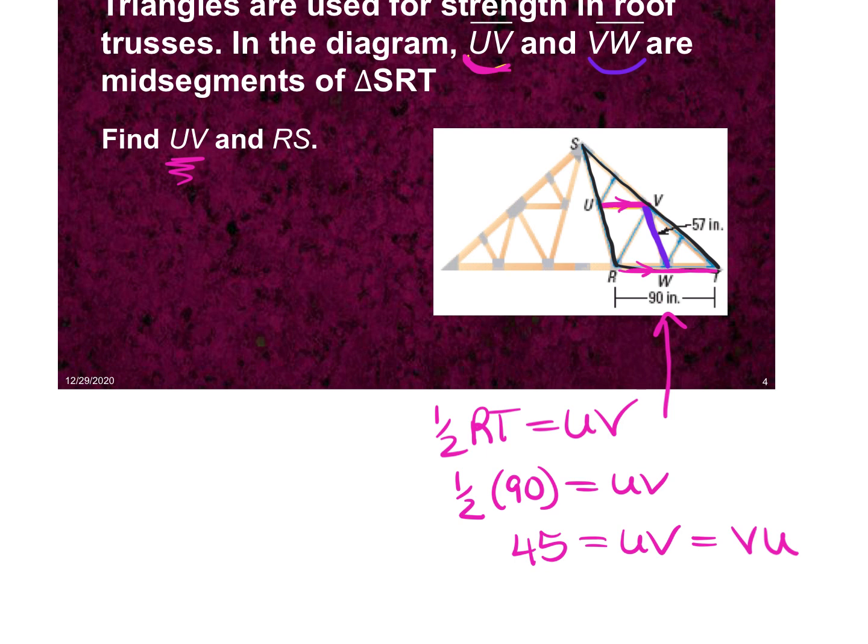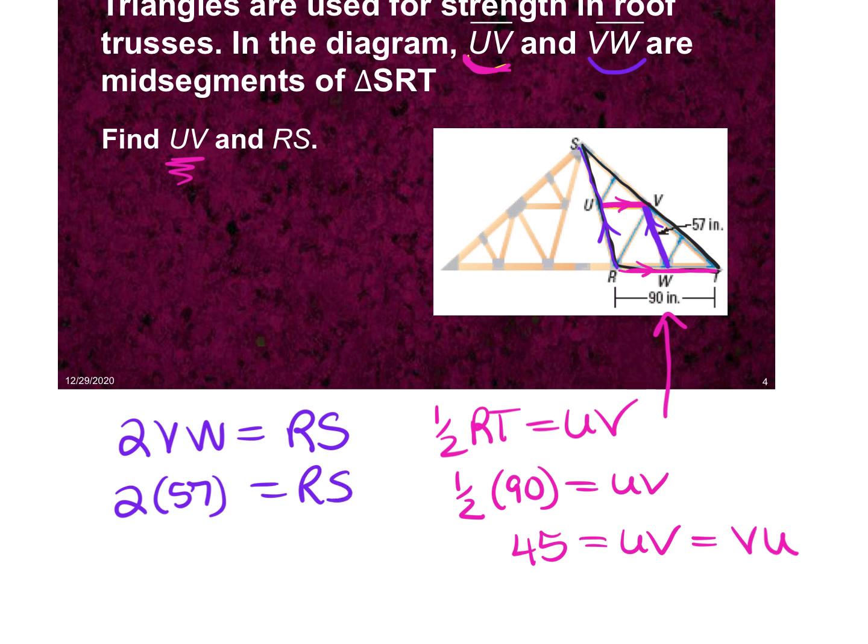If you notice, RS is parallel to this side, SR. Since they gave me the length of that midsegment, all I need to do is double it. So I take 2 times VW, and it'll give me the length of RS. VW is 57. I'm going to multiply 2 times 57, and RS has a length of 114. And these were all inches, if you notice in the picture.